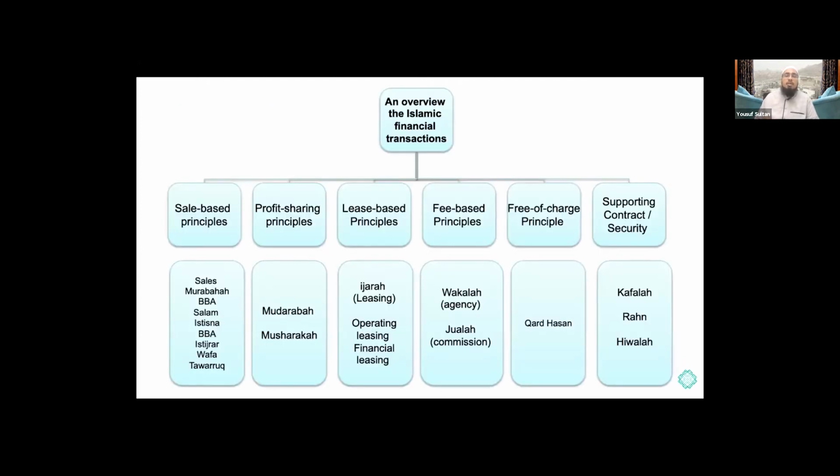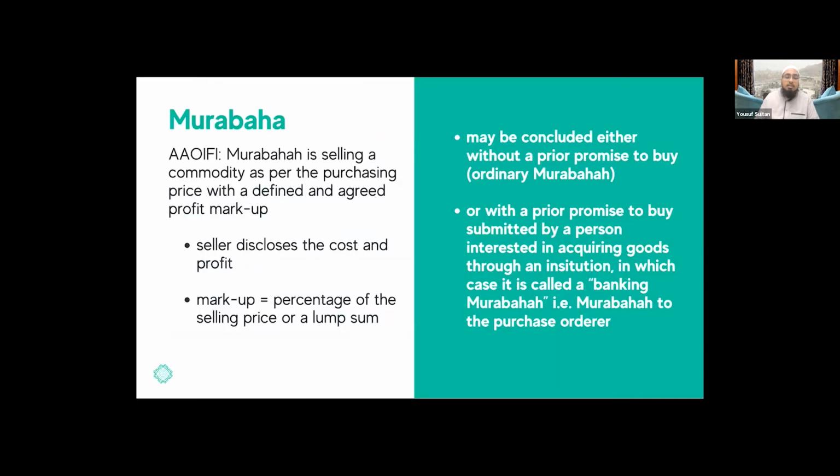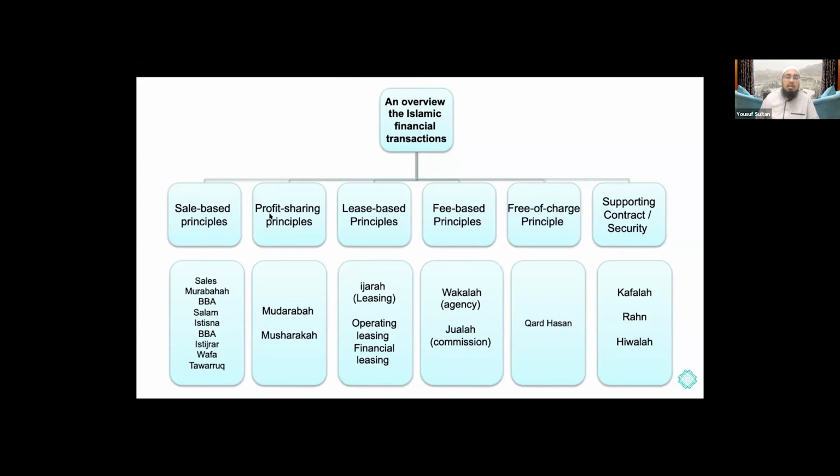So that's the fasid category. Now in this slide, we have a summary of the different contracts that we have in Islamic finance. We have sale-based contracts, for example, general sales, murabaha, BBA, salam, istisna. BBA is put twice, I'm sorry for that. Then we have istijrar, bil wafa, then tawarruq. Then in profit sharing principles, we have mudaraba and musharaka. In lease-based principles, we have ijara. In fee-based principles, we have wakala and juala, and there are free of charge contracts as well, for example, qard hasan, and some supporting contracts as well, for example, kafala, rahn, and even hiwala. They are basically security or supporting contracts. So that is the overall picture of the contracts that we have in Islamic finance.